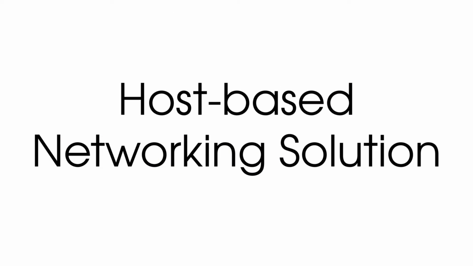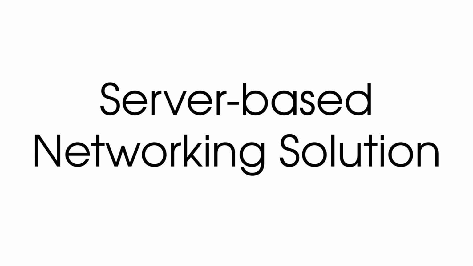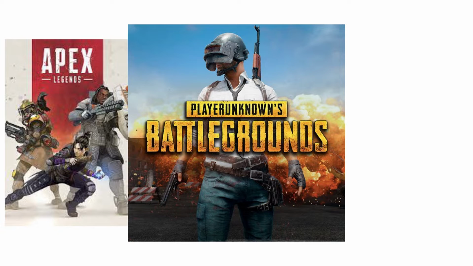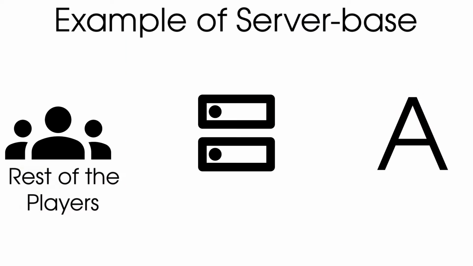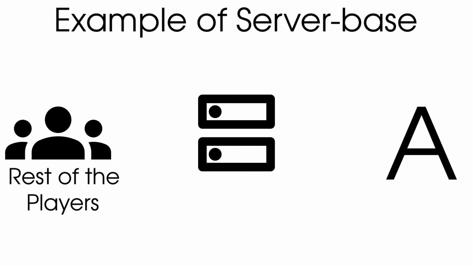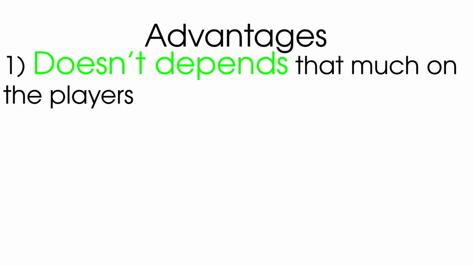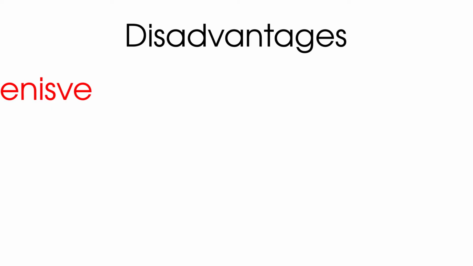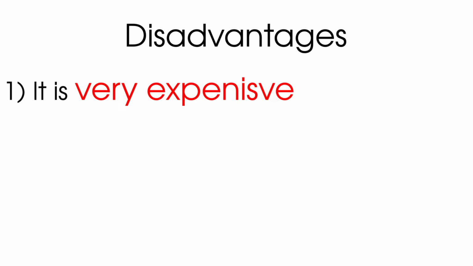This is host-based, and there's a second variant called server-based, which is very commonly used in large multiplayer games such as Apex Legends, PUBG, and Fortnite. It works like this: when a player moves, the movement is sent to the server and the server updates the others. The advantage of this is that it doesn't depend on the player's internet so much like peer-to-peer. But the disadvantage is that it is very expensive for the developers. But there are free alternatives like Photon, Amazon Web Services, and even Google Cloud.